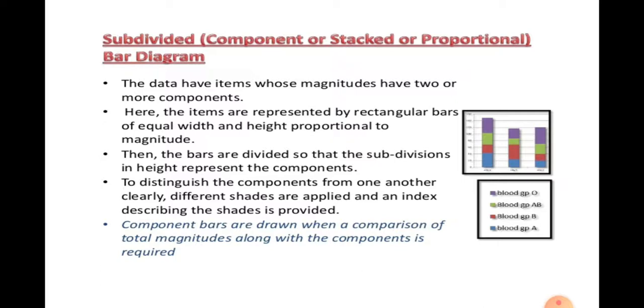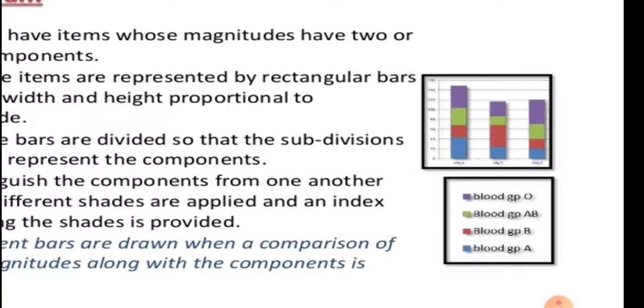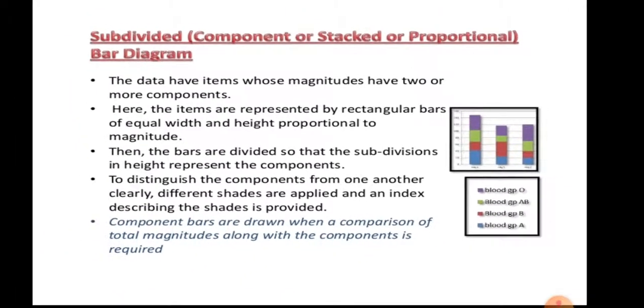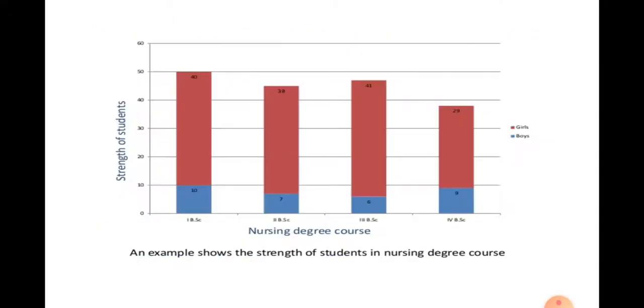Component bars are drawn when a comparison of total magnitudes along with the components is required. As it is clear in the diagram, purple color indicates blood group O, green color blood group AB, then red blood group B, then blue, this is blood group A. So we have the total of the four, then subdivided. So this is about the subdivided bar diagram.